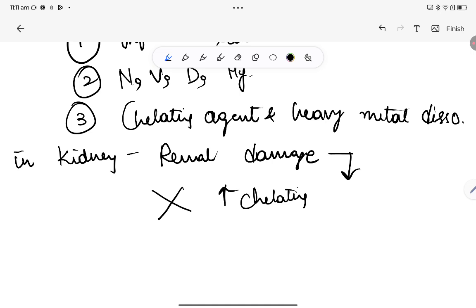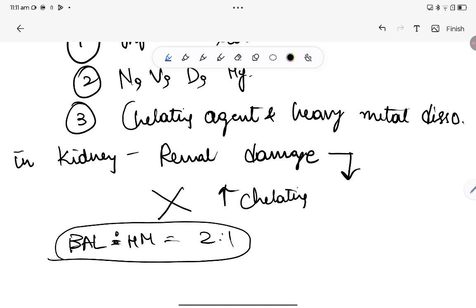In fact, this ratio of 1 is to 2 is best held with BAL, British anti-Lewisite. BAL is always given in a BAL to heavy metal ratio of 2:1, so that the chelated ring which is formed at the end is much more stable. With this, we will conclude our chelating agents, and thank you for listening.